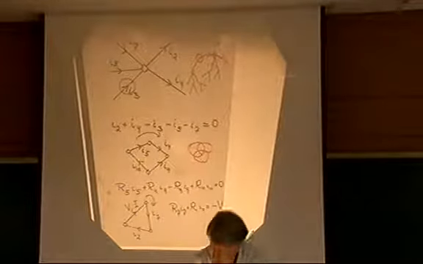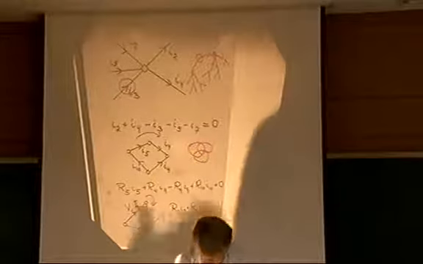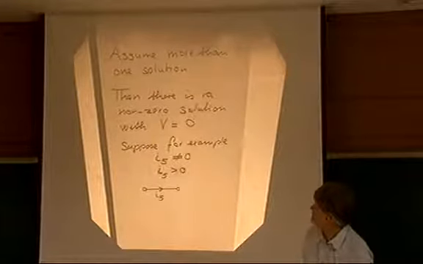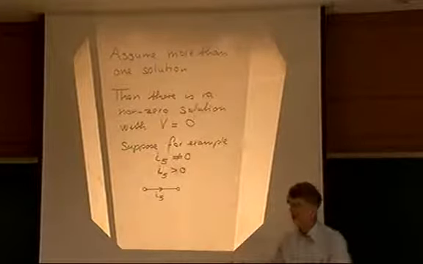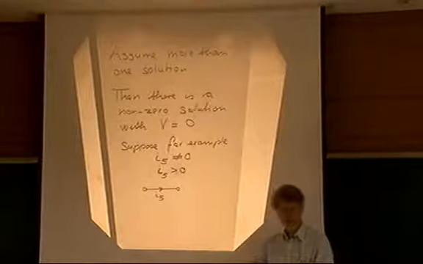I'm going to prove that this system of equations has precisely one solution. First, assume that there is more than one solution. If you have two different solutions, let's subtract one from the other.